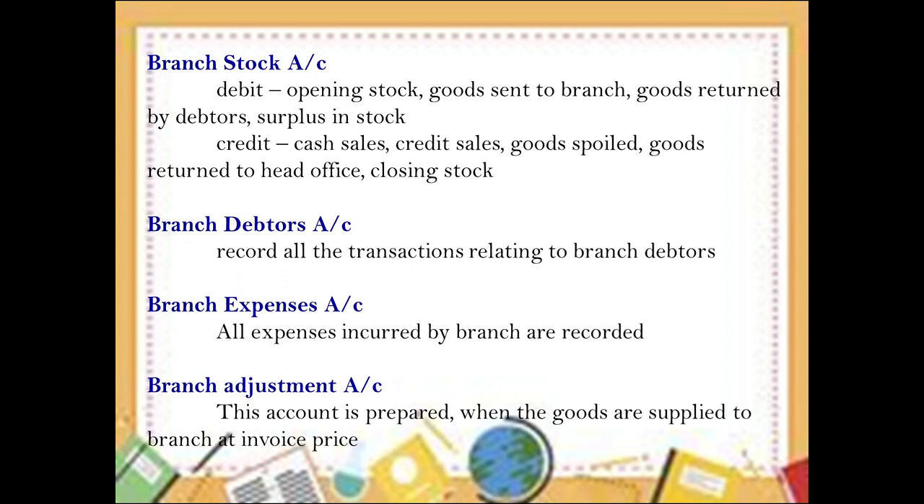Branch expenses account. This account discloses the branch expenses as well as debtors expenses. These expenses are recorded in the debit side of the account and the balance is transferred to branch profit and loss account. The next account, branch adjustment account.